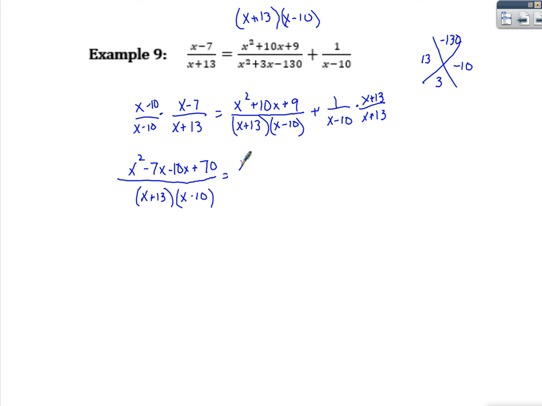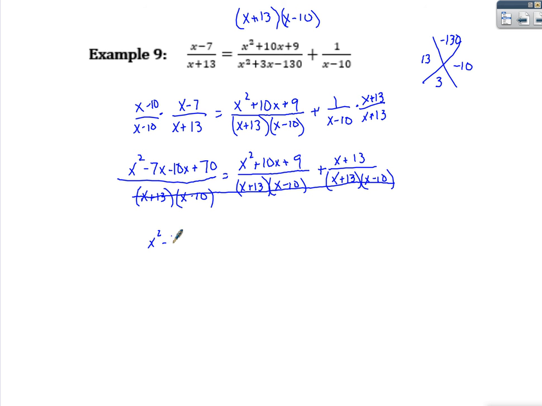This fraction I didn't change at all because it already had what I wanted my common denominator to be. So I'm just going to copy it down again. And then the third fraction, I am multiplying 1 times x plus 13, so that would be x plus 13, and then here I have x plus 13 times x minus 10. Now all have a common denominator, so I can get rid of all of that. When I write this down, I'm going to combine my like terms here. So I have x squared minus 17x plus 70 equals x squared plus 10x plus 9 plus x plus 13.